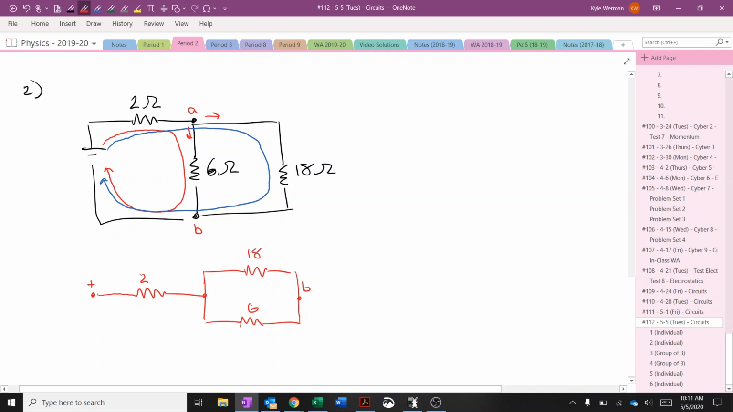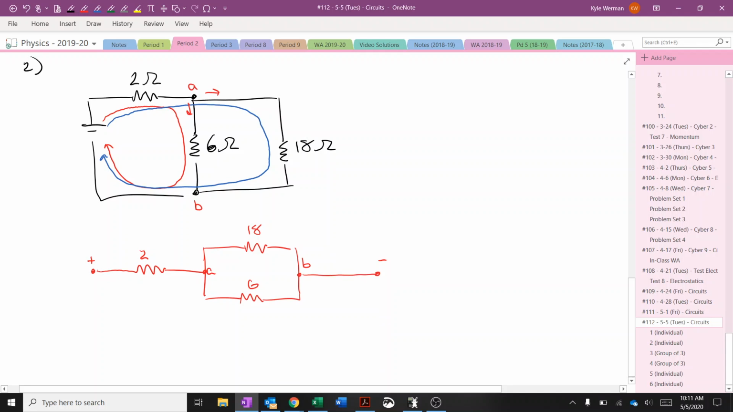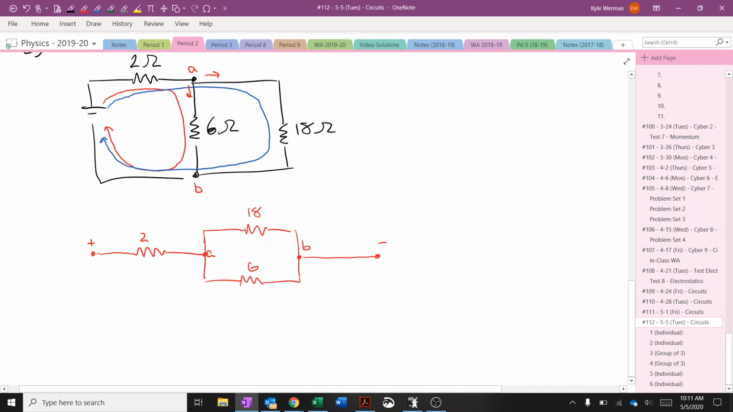And then node B makes its way back to the negative end. Right? So I've identified node A and node B, and now you see when I've redrawn this circuit, it's really easy to see that I have one that I have to pass through, and then I have 2 that are in parallel, right? And they visibly look parallel in this circuit.